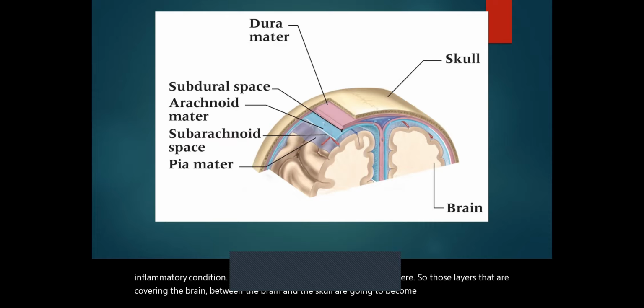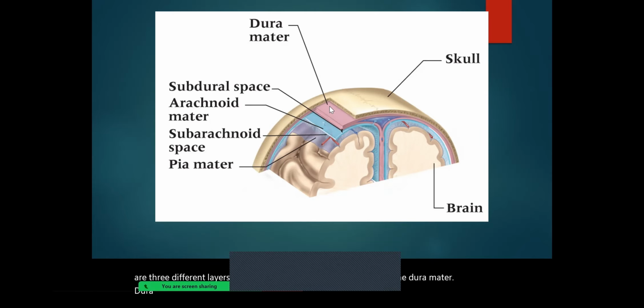Now, there are three different layers of these meninges. The outermost one is the dura mater. Dura translates to tough mother, so it is the thickest, toughest, outermost meninge or layer covering the brain. Deep to that, we have the arachnoid mater. Arachnoid, if you have arachnophobia, you are afraid of spiders. This translates to a spider web type shape, so not necessarily a solid layer, but more like a web type layer.